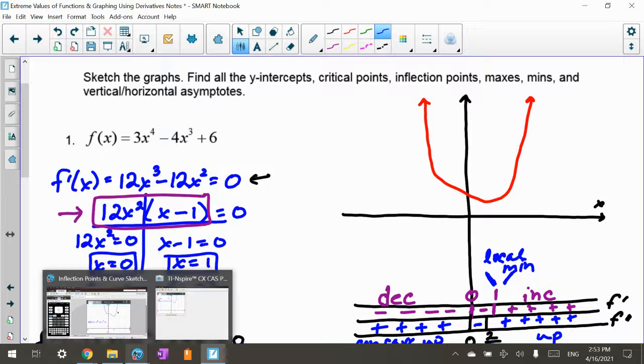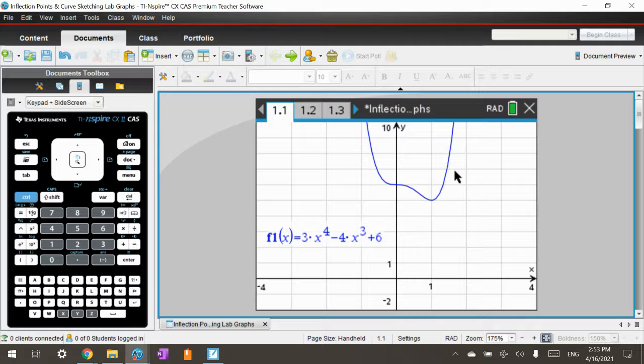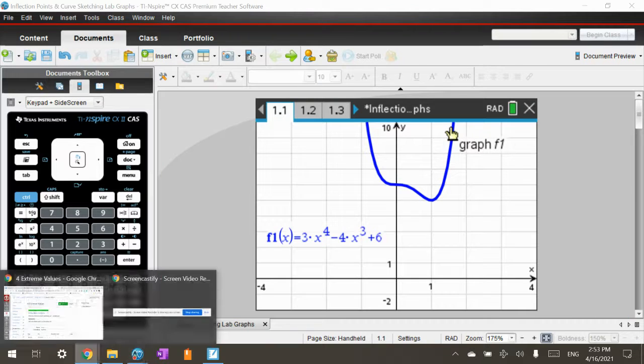Let's look at the original graph. So here's the actual graph. It's concave up. It does look like a little spot here where it's concave down, then it's concave up. So I hope that helps you.